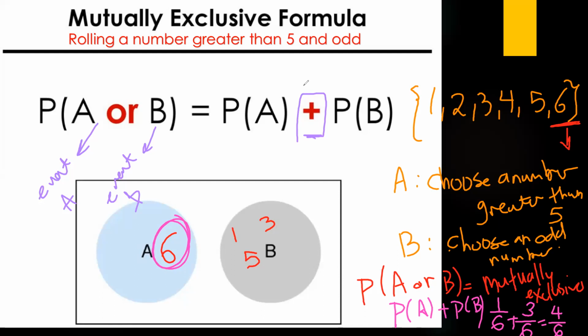When you see the word or, ask yourself, is there a number that's greater than 5 and odd? No. It could be 5, or you could choose odd or greater than 5. But there's no number common between them. So I will say that this is mutually exclusive.